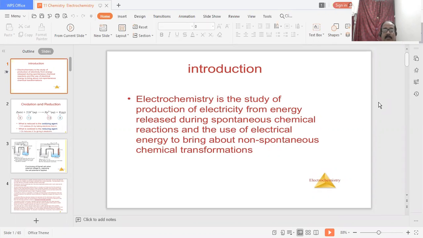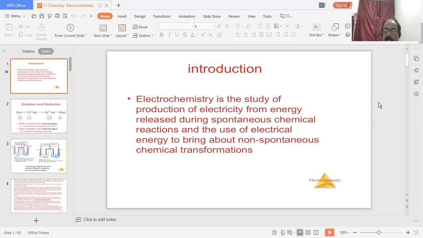is the study of production of electricity from energy released during a spontaneous chemical reaction and the use of electrical energy to bring about non-spontaneous chemical transformation. It means some types of chemical reaction, after that reaction it produces electricity, and this electrical energy is used for chemical transformation.